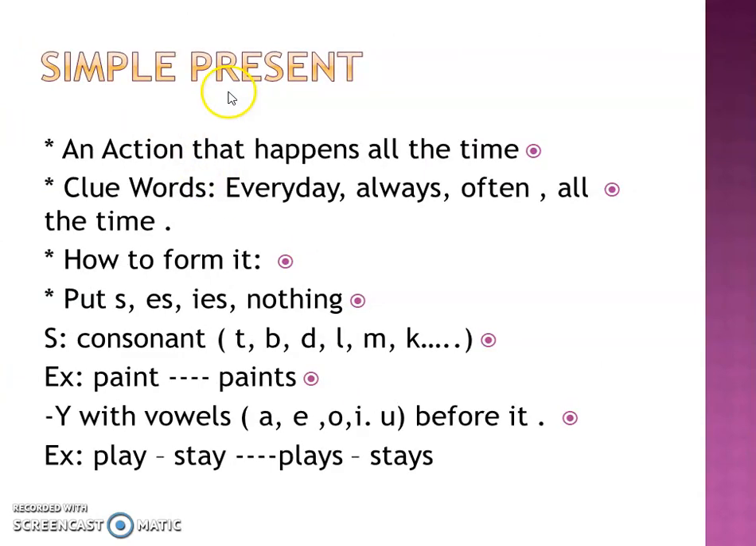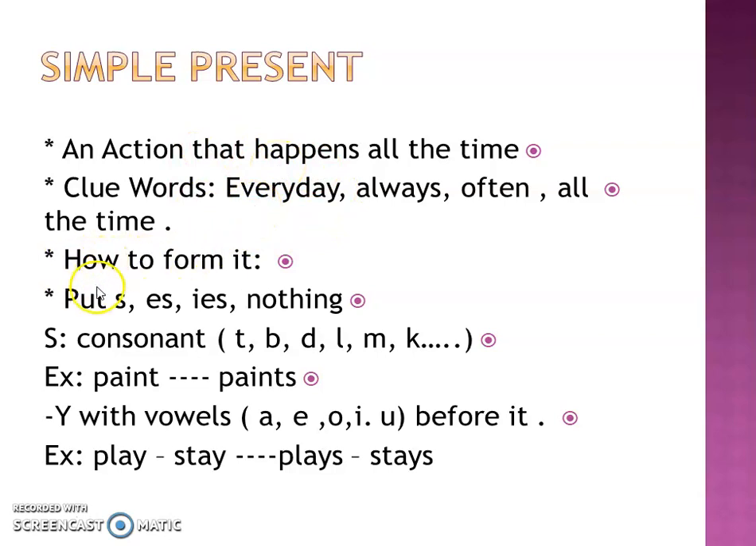Now the simple present. The simple present shows you an action that happens all the time. It's habitual. It's something that you do all the time. You do it today, tomorrow, yesterday, you did it all the time. Okay? Now the clue words are every day, always, often, all the time. Not just every day. You can say every day, every week, every month.